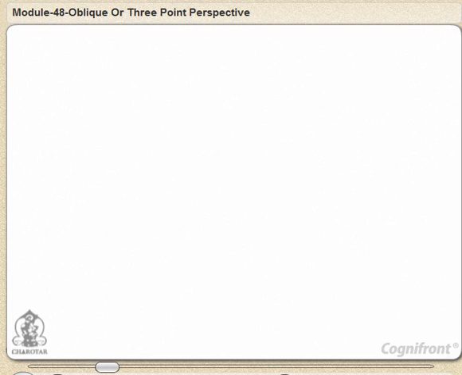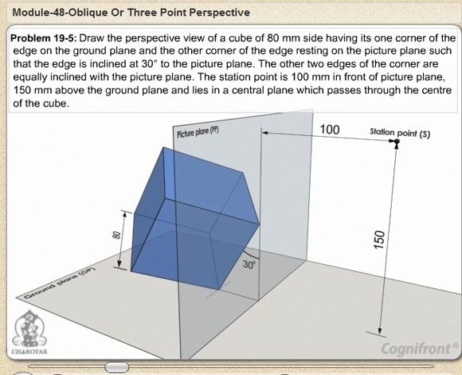Problem 19.5. Draw the perspective view of a cube of 80 mm side having its one corner of the edge on the ground plane and the other corner of the edge resting on the picture plane such that the edge is inclined at 30 degrees to the picture plane. The other two edges of the corner are equally inclined with the picture plane. The station point is 100 mm in front of the picture plane, 150 mm above the ground plane, and lies in a central plane which passes through the center of the cube.